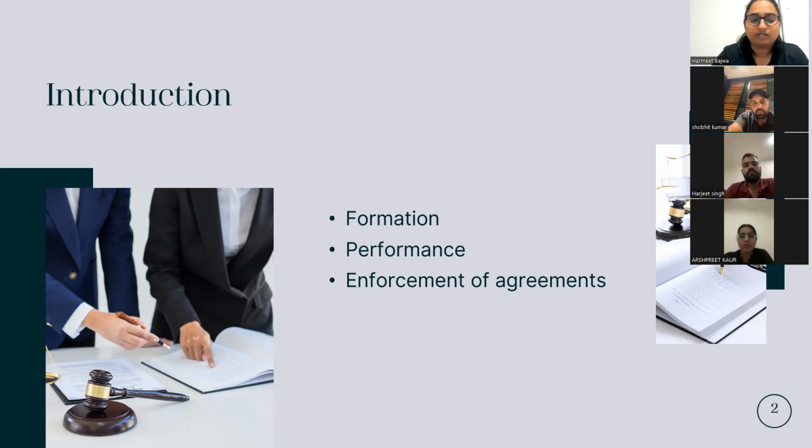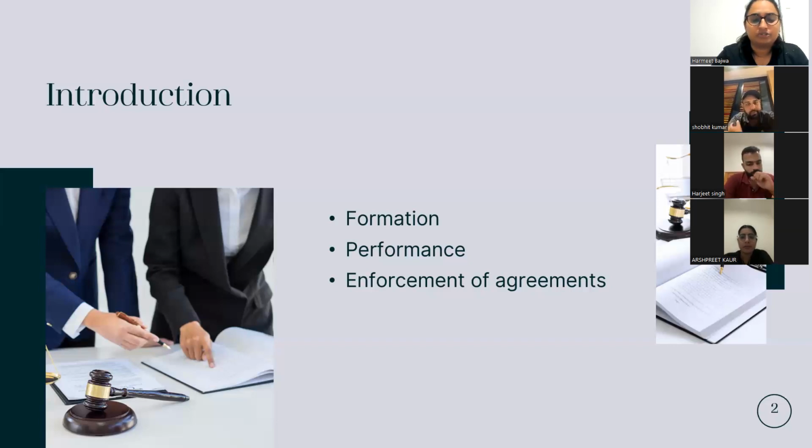Performance of a contract. Once a contract is formed, the parties are obliged to perform their respective duties under the agreement. This includes fulfilling the promises made in the contract and complying with the terms of the contract. If one party fails to perform their duties, the other party may be entitled to seek damages or terminate the contract.